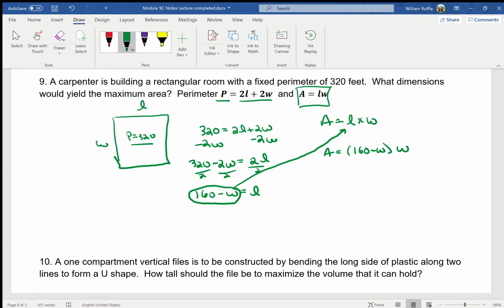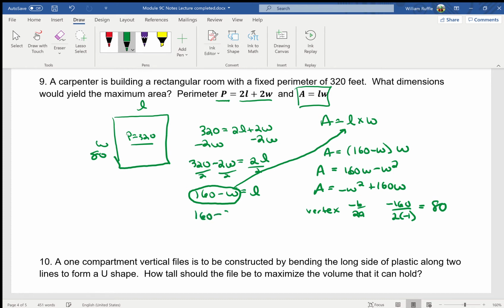And now you can see I only have 1 letter in it. If I multiply this out, I get 160W minus W squared. Now it's written backwards, so I will write it this way. But remember, to find the vertex, where it's maximum, it's negative B over 2A. B is 160, so it's negative 160 over 2 times negative 1. That works out to be 80. So my width is 80. If my width is 80, my length is 160 minus 80, which is also 80. So my length is also 80. And as you learn as you get going, the more square an object is, the highest area it will have.